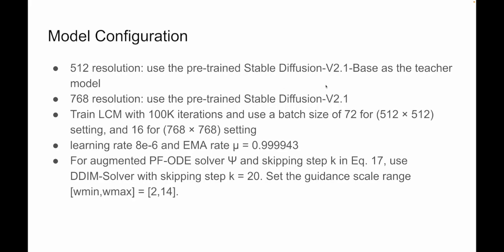For the model configuration, for 512 resolution, they use the pre-trained Stable Diffusion v2.1 base as their teacher model. For the 768 resolution, they use the pre-trained Stable Diffusion v2.1. They train the LCM with 100k iterations and use a batch size of 72 for the 512 resolution setting and 16 for the 768 resolution setting. They set the learning rate to 8 times 10 to the power of minus 6 and set the EMA rate to 0.99943. For the augmented PF-ODE solver and the skipping step k in equation 17, they use the DDIM solver with skipping step k equals 20 and set the guidance scale range from 2 to 14.